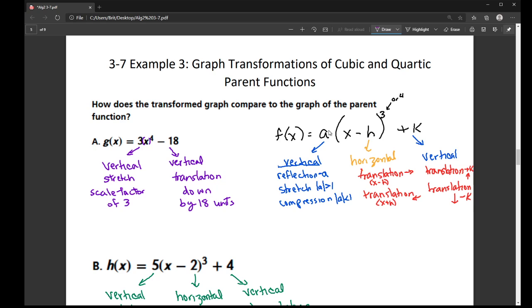So there we have it. There's some transformations that happen with cubic and quartic parent functions.